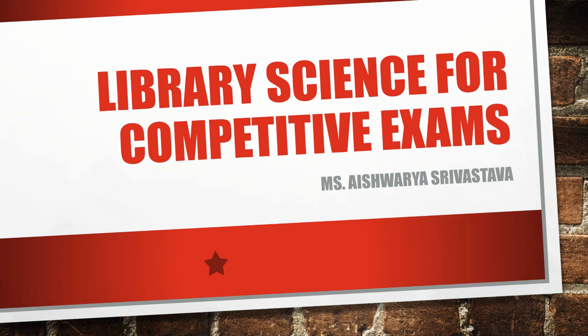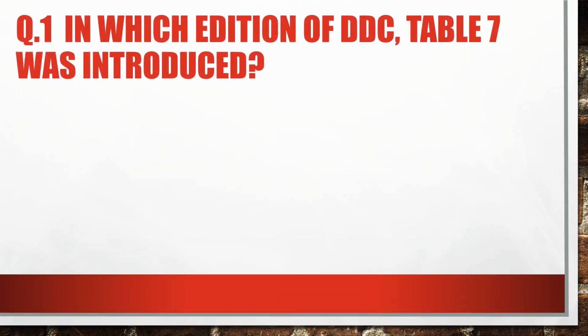Let's start. The first question is, in which edition of DDC Table 7 was introduced? Like we all know about DDC. DDC is a classification scheme introduced by Melvin Dewey. So the question is asking, in which edition DDC Table 7 was introduced? And the answer is 18th edition.